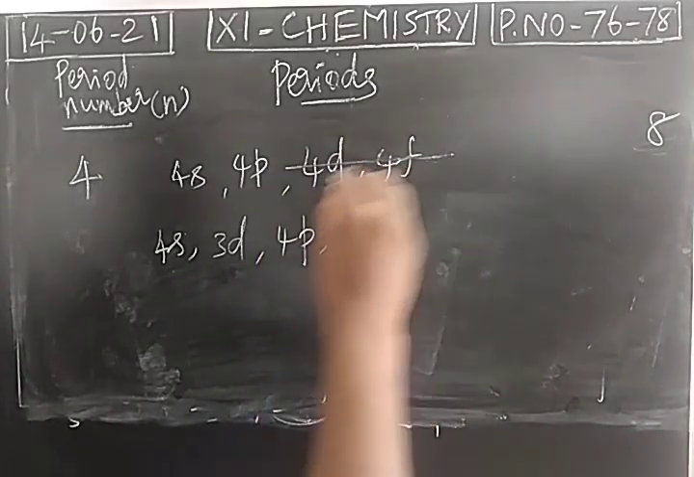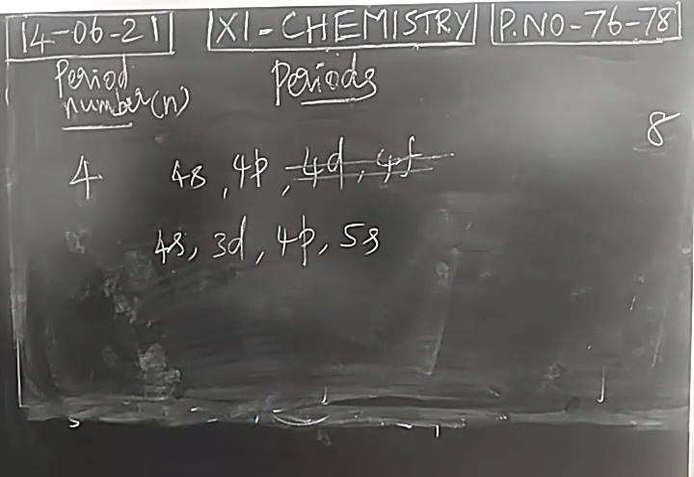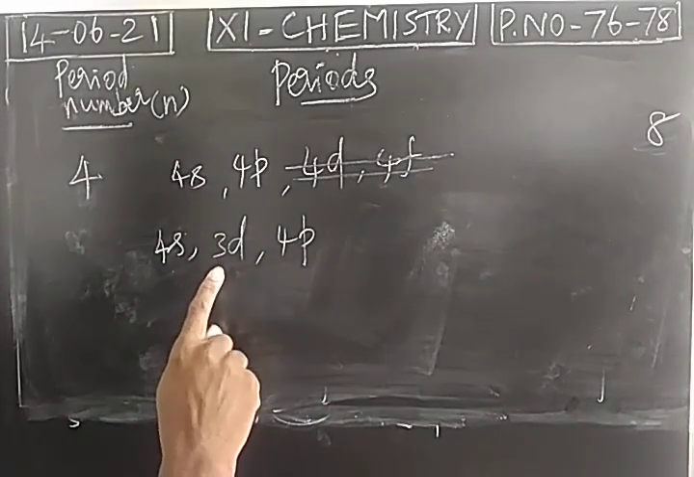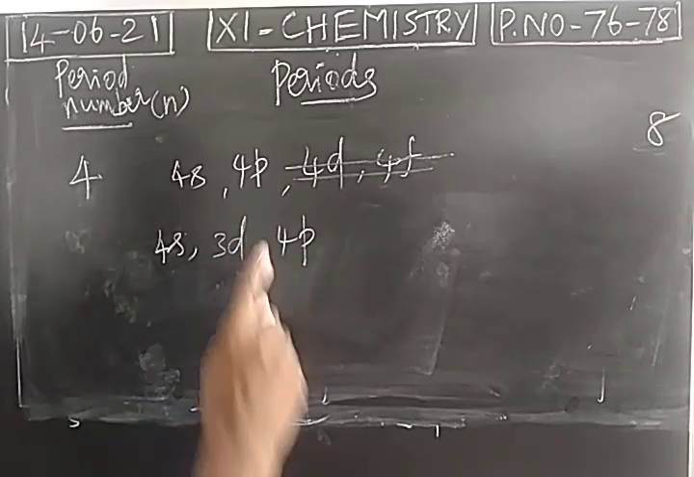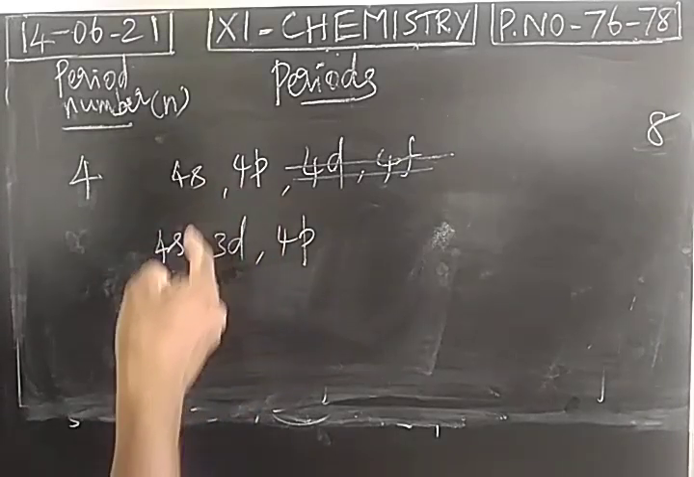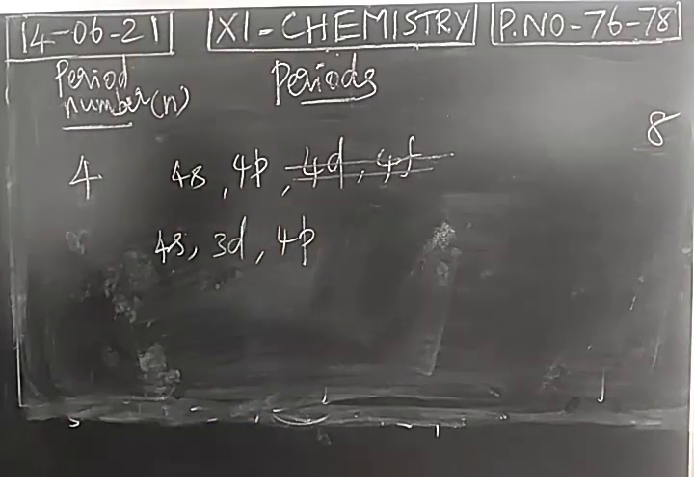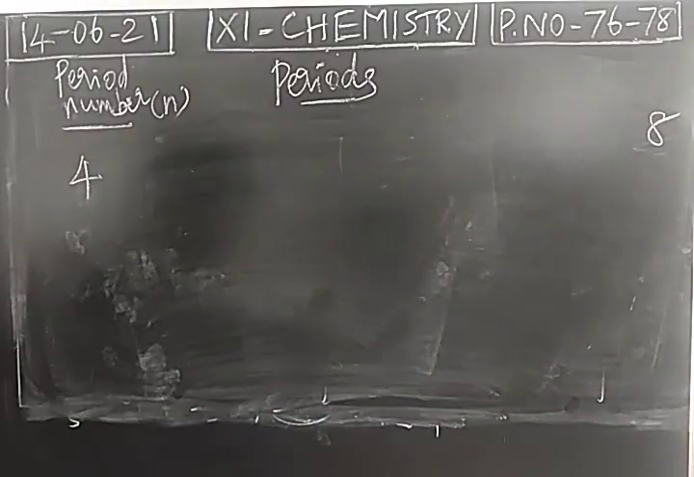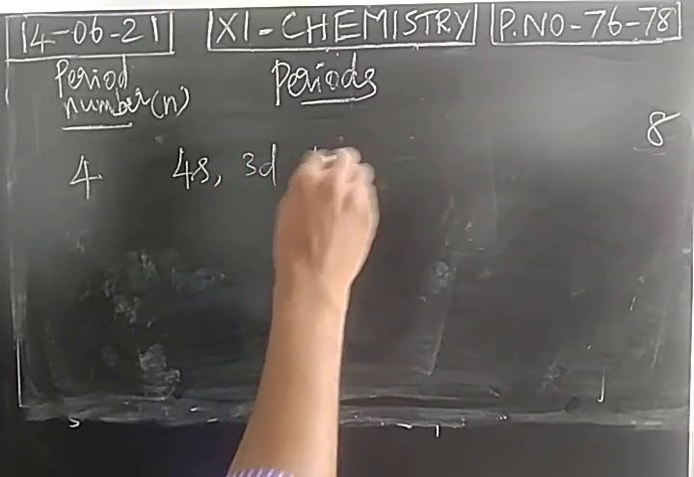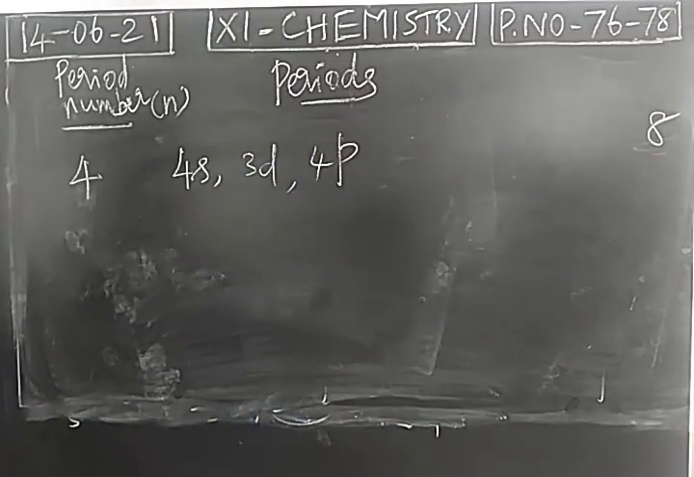So we omit this, right? According to the Aufbau principle, the 3d orbital has lower energy than the 4p orbital. So in the fourth period, we consider the 3d orbital also. What are the available orbitals in the fourth period? 4s, 3d and 4p. We don't consider only 4s, 4p, 4d, 4f. We follow the Aufbau principle. It represents the correct order of energy of orbitals.